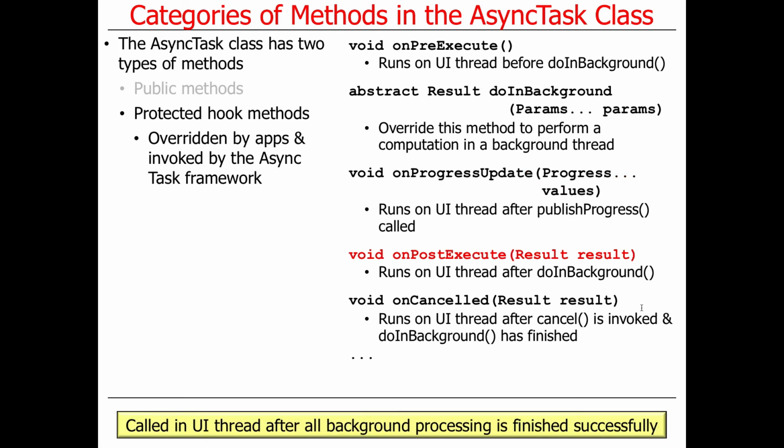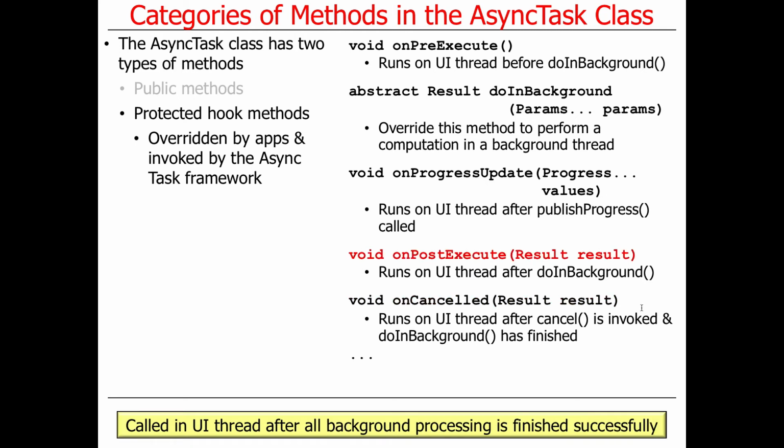There's also another hook method called onPostExecute. When doInBackground finishes, it returns a result, and that result is passed to onPostExecute. And that will then run in the UI thread after doInBackground finishes. And you typically use this to indicate that something is done. For example, you might cancel the progress dialog in the onPostExecute method because you're finished doing the download or whatever. That's what gets called back.